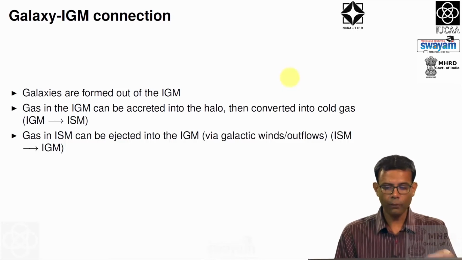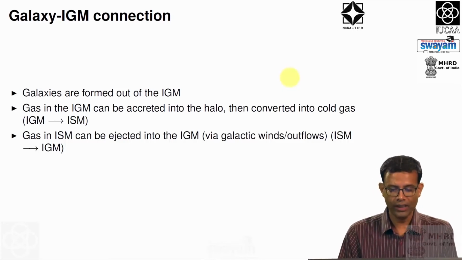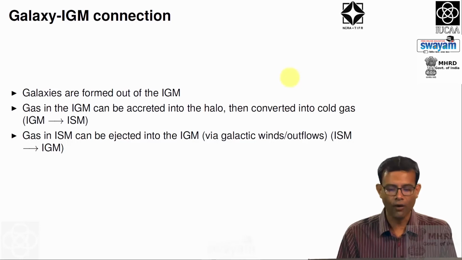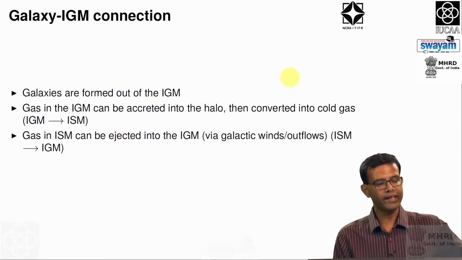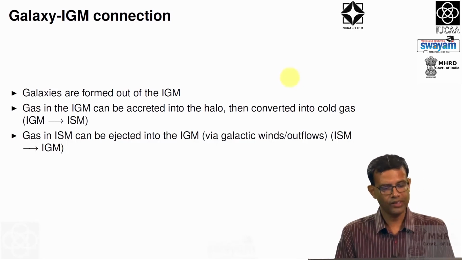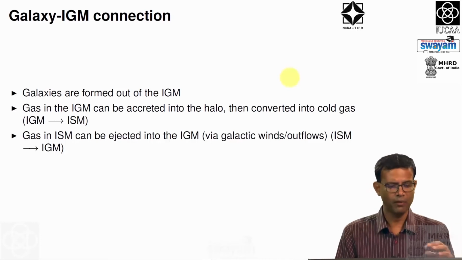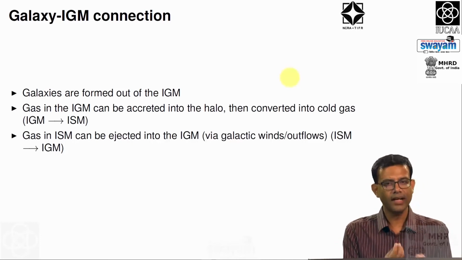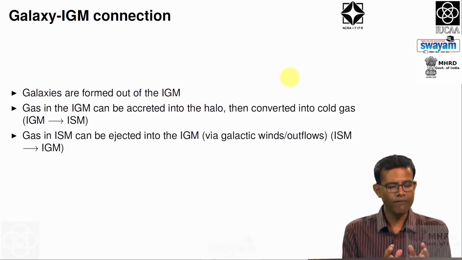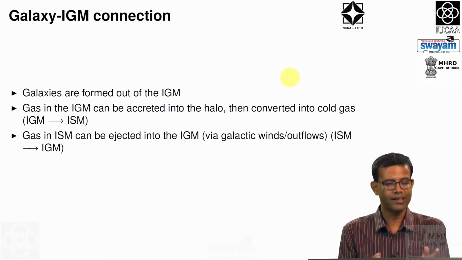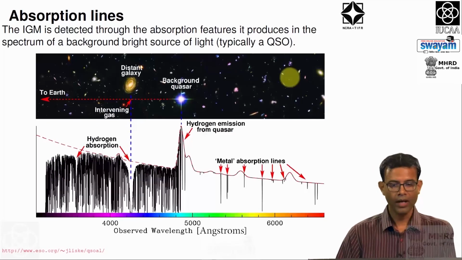Similarly, there could be energetic effects within the galaxies, like galactic winds and outflows, that can eject gas from the galaxy, from the interstellar medium into the intergalactic medium. So, the galaxies and the intergalactic medium are constantly interacting with each other, and so ideally if you want to understand galaxies and other structures, you have to understand the intergalactic medium as well. How do we understand the intergalactic medium?